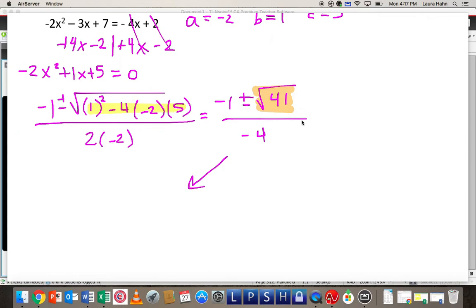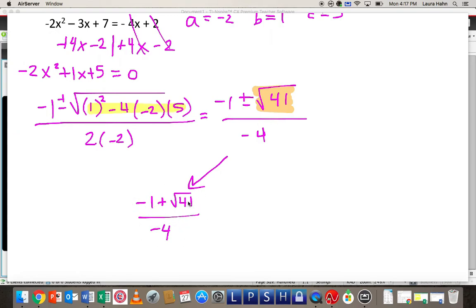So since it's a big, ugly decimal, I'm going to just leave it as is. But the first time I'm going to use addition, and then the second time I'm going to use subtraction. So on the numerator, I'm going to put negative 1 plus the square root of 41, all over negative 4. Okay, there's a lot of times you can leave your answer written this way, okay?